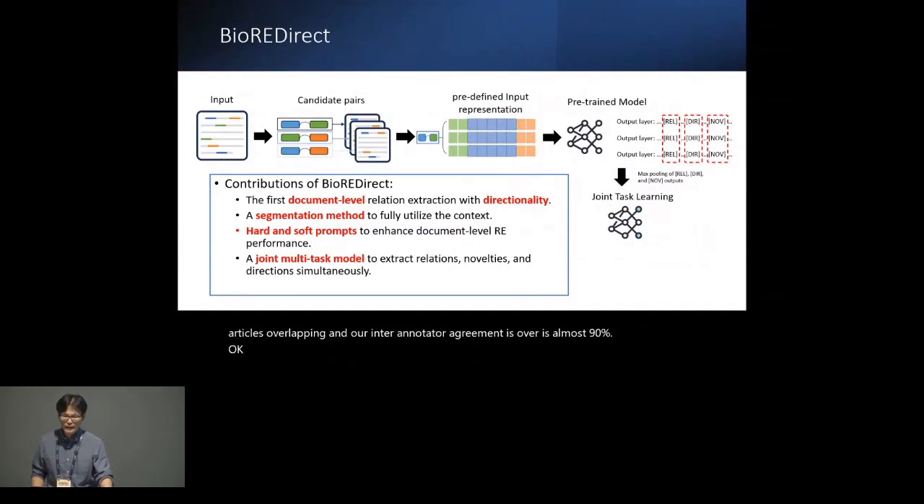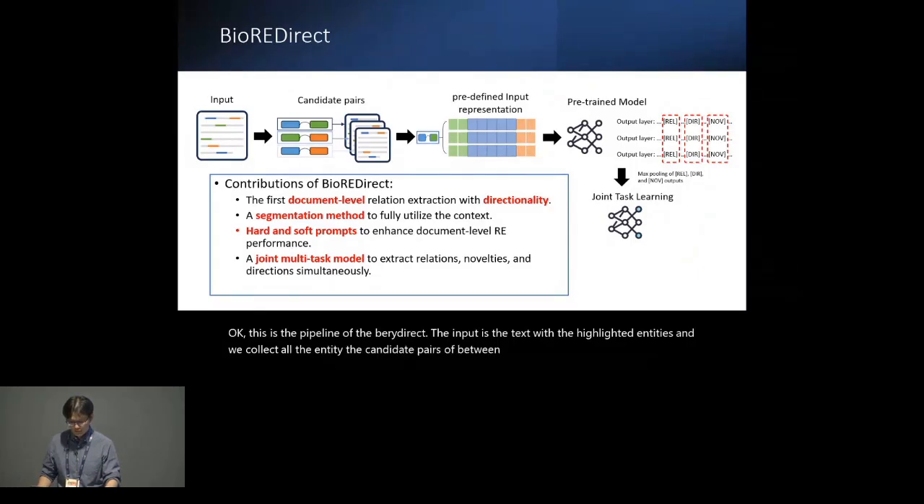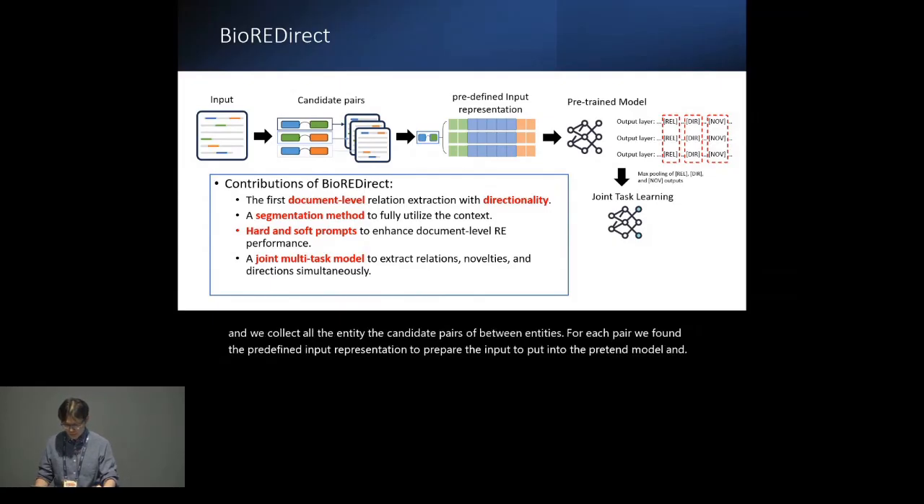This is the pipeline of BioREDirect. The input is the text with highlighted entities, and we collect all the candidate pairs between entities. For each pair, we follow the predefined input representation to prepare the input for the pre-trained model, and collect the max pooling of the tags from the relation type, directionality, and novelty together into joint task learning.